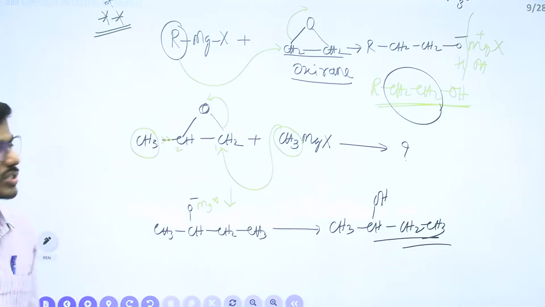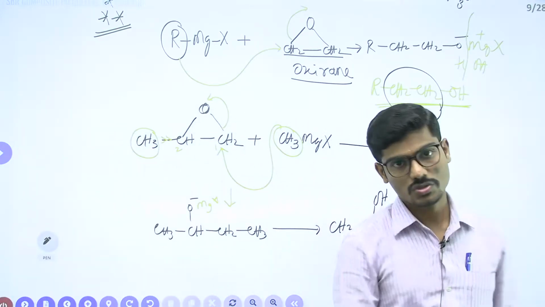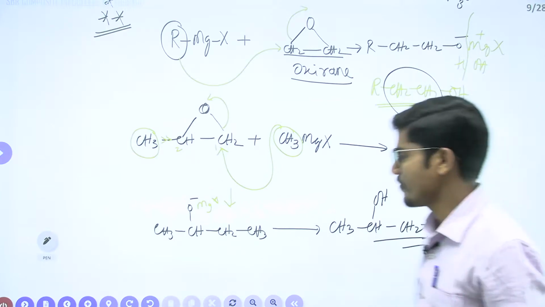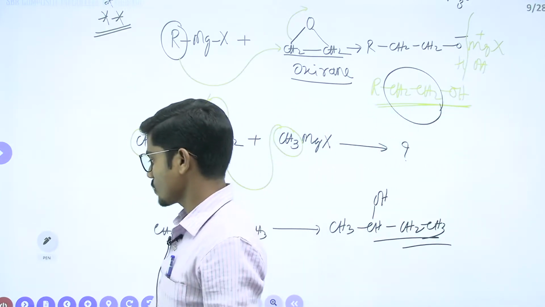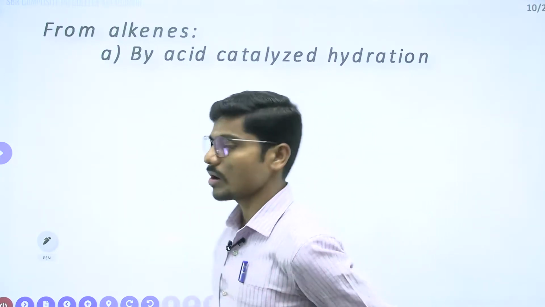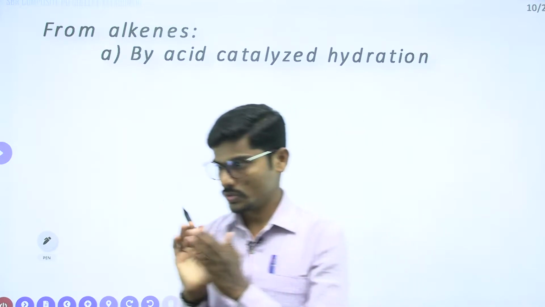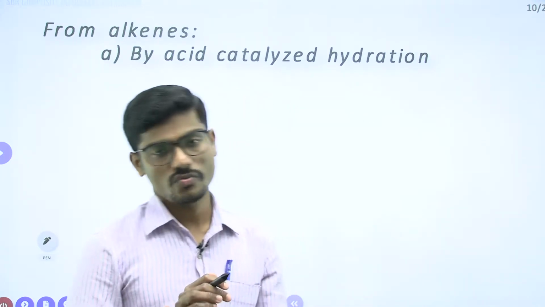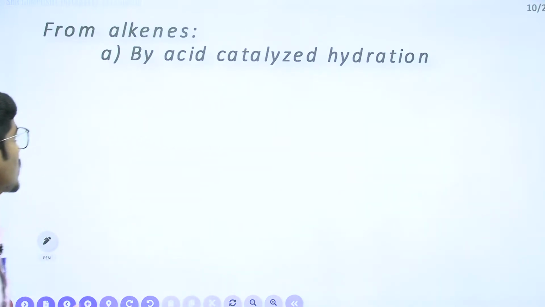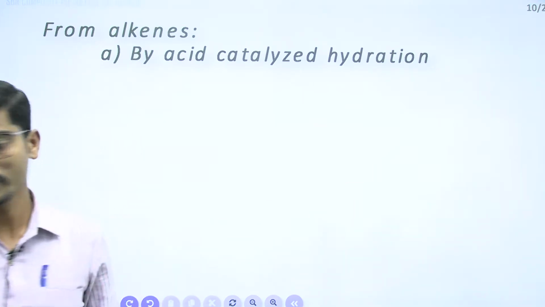So these are the reactions of Grignard reagent with carbonyl compounds, the preparation of alcohols from carbonyl compounds. The next topic is preparation of alcohols from alkenes, and important reactions. So preparations of alcohols from alkenes will continue in the next class. Okay, thank you.